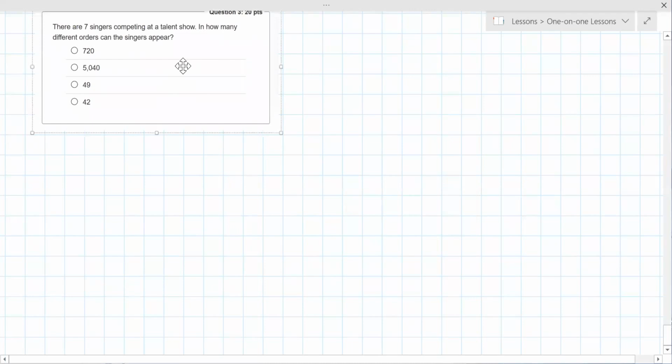Okay, there are 7 singers competing in a talent show, and how many orders can the singers appear? So the first singer is going to come out on stage. How many are you choosing from to come out on stage, or what's the sample space? 7. When one of those comes out on stage, do they go back into the pool? No, so it goes 7, 6, 5, 4, 3, 2, and 1.